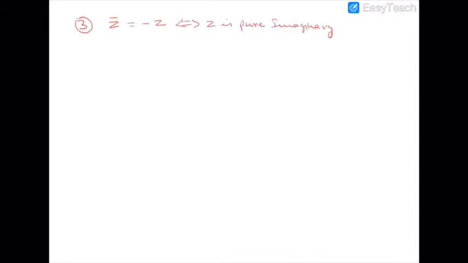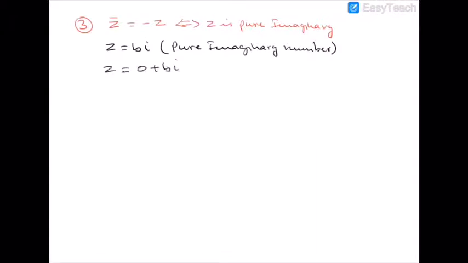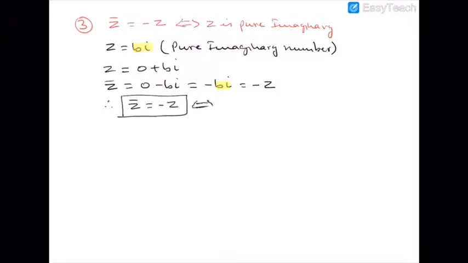Third property is conjugate of z is equal to minus z if and only if z is a pure imaginary number. So let z equal bi. Bi is pure imaginary here. So bi can be written as 0 plus bi. So its conjugate will be 0 minus bi, and bi is z. So it will become minus z. Therefore conjugate of z is equal to minus z if and only if z is a pure imaginary number.